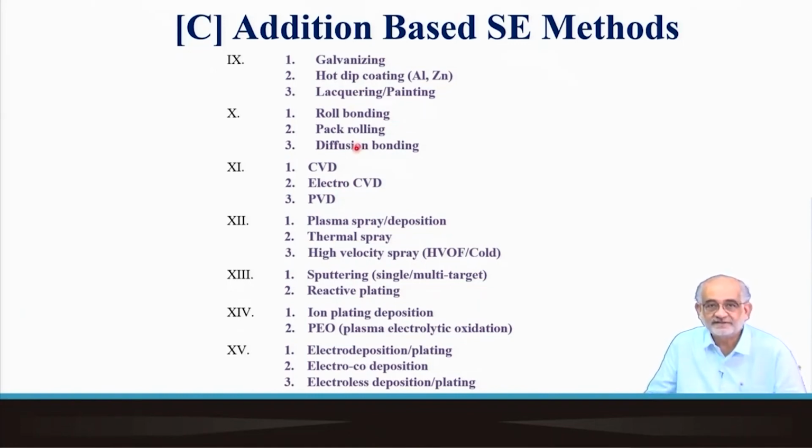So in mechanically activated processes, one can think of roll bonding or packed rolling. So where you, if you happen to have seen certain sheets which are used as the cover for, say for example, your chocolate cover.